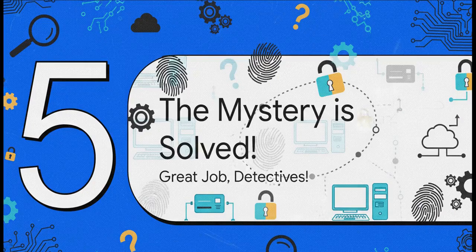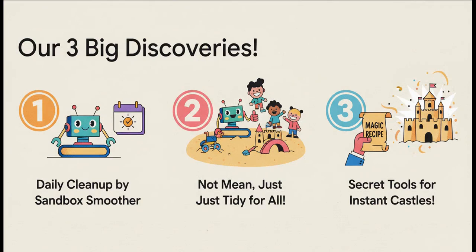And just like that, because of our amazing detective work and our awesome new tools, the mystery is officially solved. Great job, team. We did it. Let's go over our 3 big discoveries really quick. 1. We learned that a sandbox smoother cleans our computer playground every single day. 2. We figured out that the smoother isn't a bad guy, it's actually just helping keep things neat and tidy for everybody. And 3, we discovered that we have secret tools, like magic recipes that can rebuild our castles in a flash.